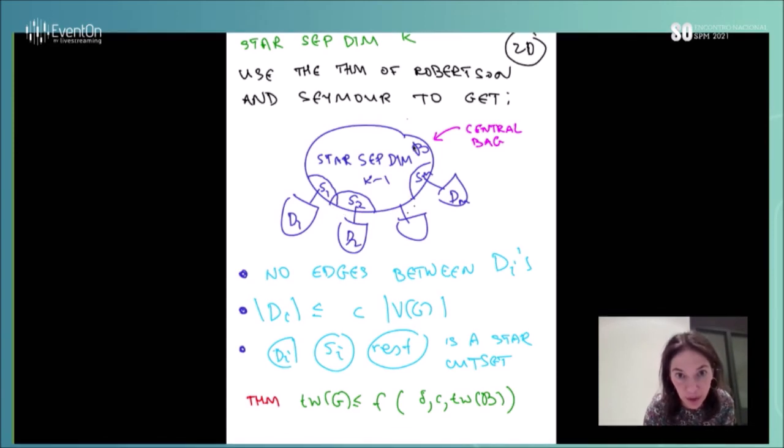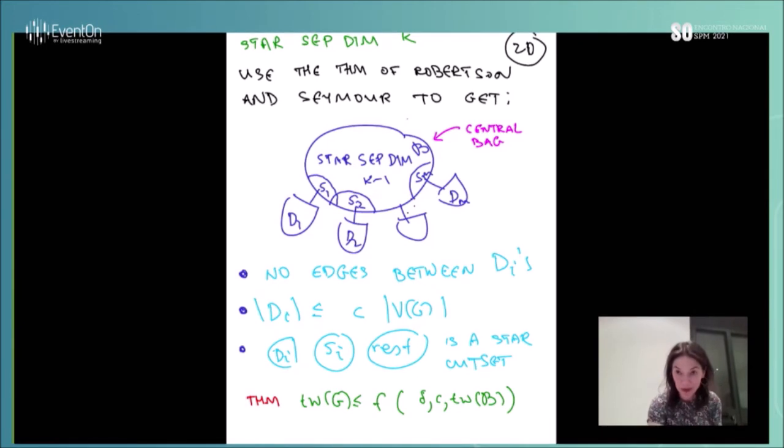You have a central portion that we call a central bag with star dimension 1 smaller, and then you have little bits of the graph attaching to it in uncomplicated ways. So what does that mean? This is the big part, but with lower dimension. These are all not very large. They contain at most a constant proportion of the vertices of the graph. And there are no edges between these different bits. And then the way each bit attaches in the center is by a star cut set, so an uncomplicated way.